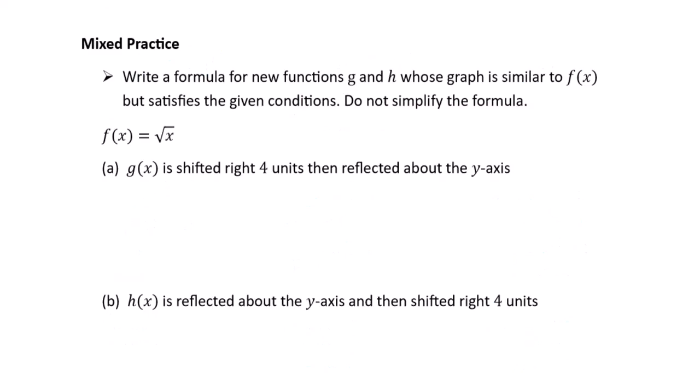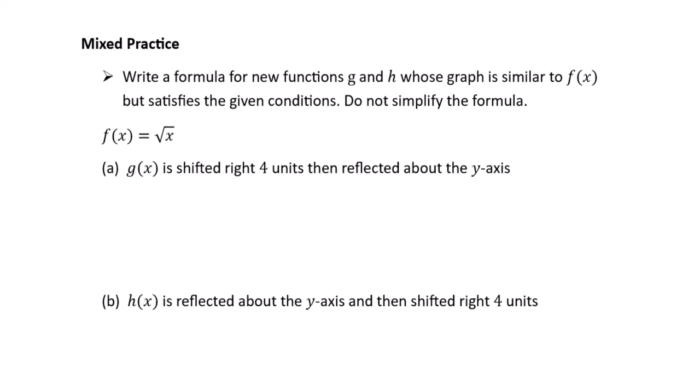Some mixed practice here. Let's write a formula for new functions g and h whose graph is similar to f of x but satisfies the given conditions. When we're finished, don't simplify your formula. We start out with f of x equals square root of x, one of our parent functions. G of x is shifted right 4 units, then reflected about the y-axis.